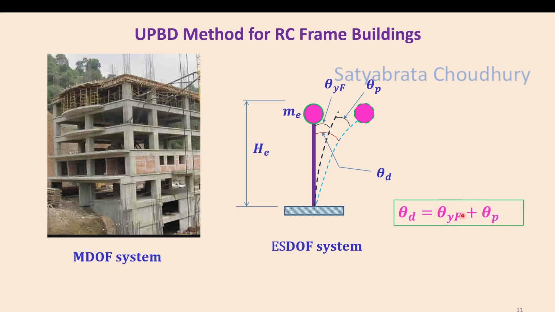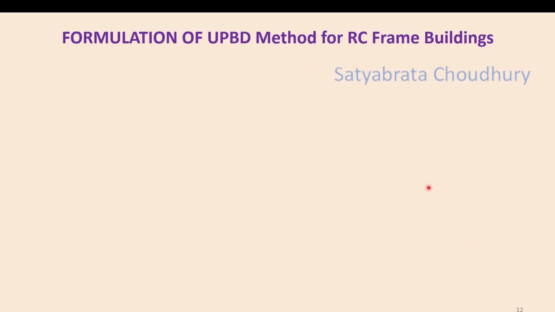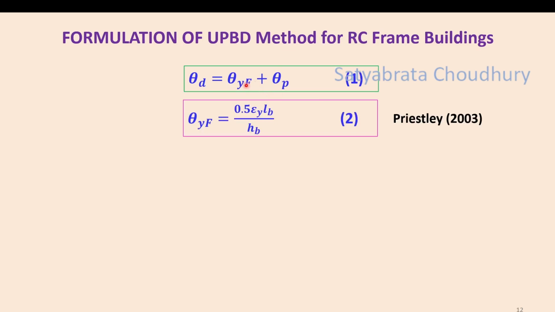Now if we have the expression for theta YF, then we can proceed further in the formulation. Theta P is the plastic rotation which is available from the FEMA documents or ASCE 41, corresponding to any performance level of your desire. So we start with this equation, theta D equal to theta YF plus theta P, which we are writing as equation number 1. And the value of theta YF is available in the literature by Priestley 2003. It is 0.5 epsilon Y LB by HB. So let us say this is equation number 2.